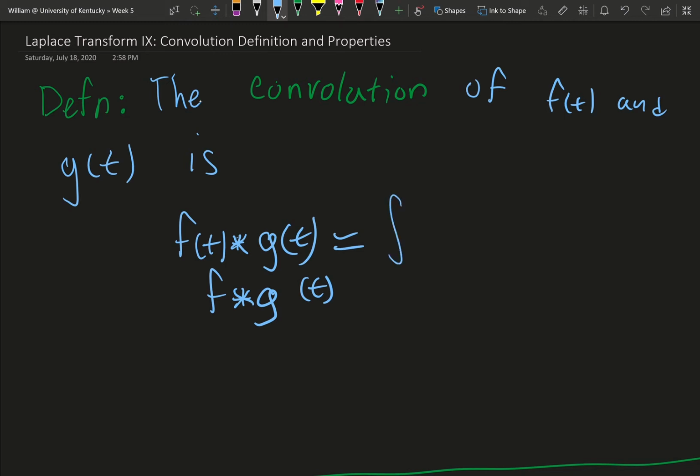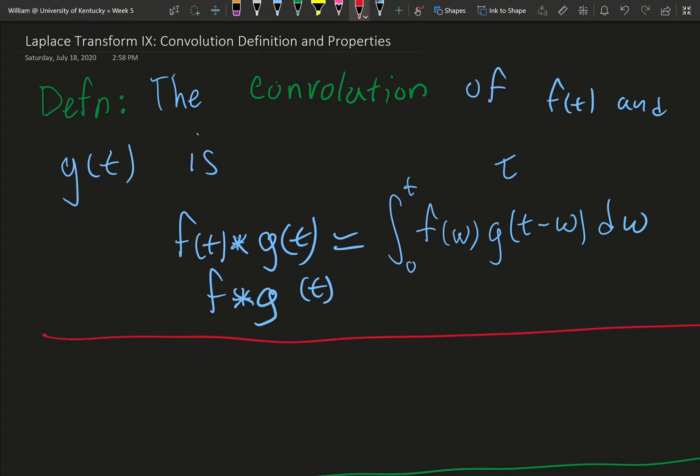And what it is, it's the integral from 0 to t of f, and we need to introduce some other variable here. Your lecture notes use tau. I am not going to use tau because I think it looks too similar to a t. So this is the Greek letter tau. I'm going to use w. But it's f of w times g of t minus w. And we're taking the integral of that with respect to w.